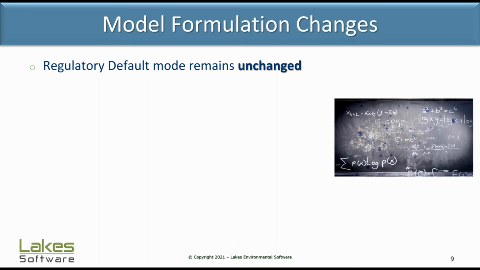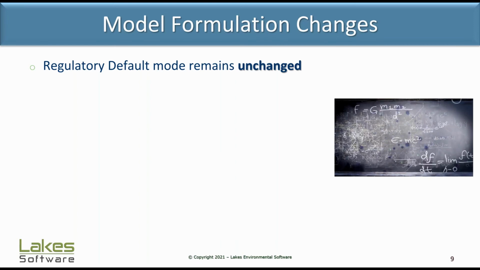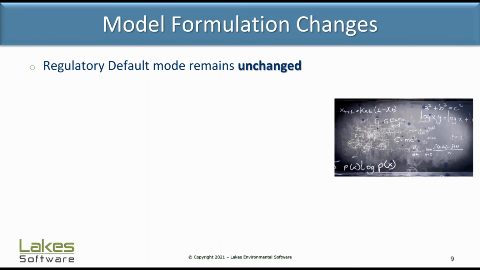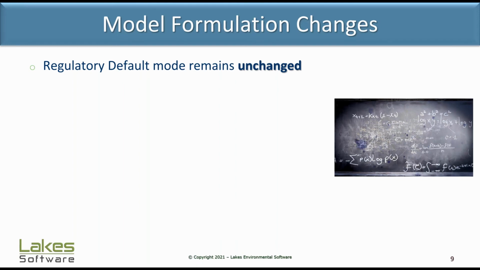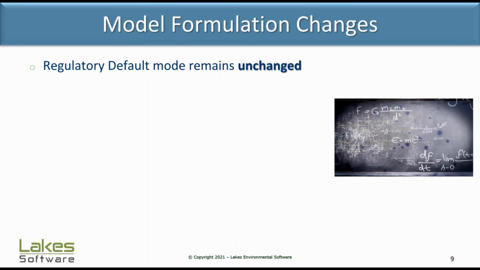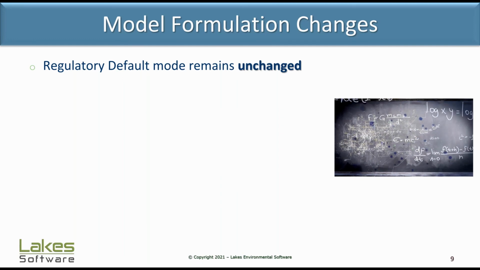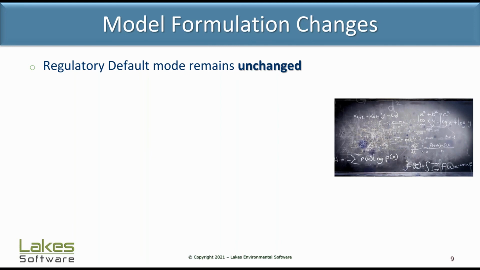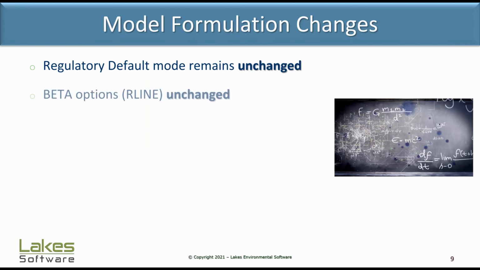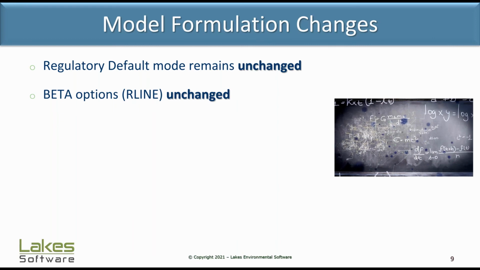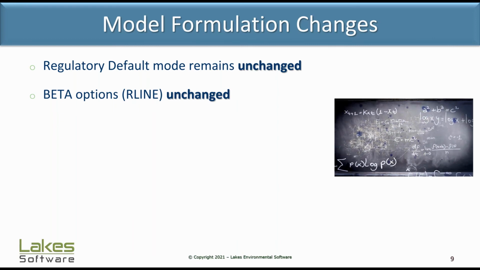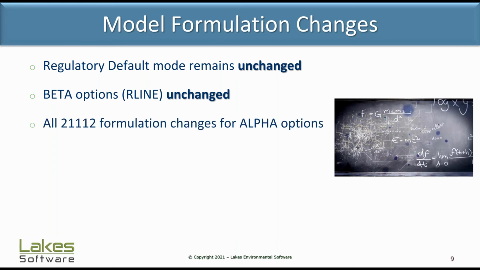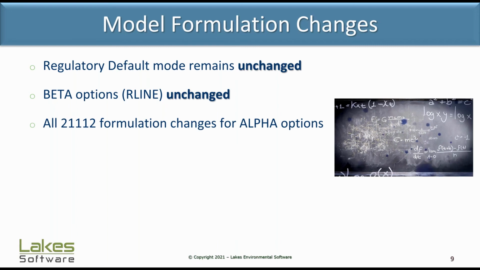This means for many of you, when you reprocess your MET data with 21112 AERMET and you rerun AERMOD for 21112 in regulatory default mode, you may not see any changes at all to your concentrations. You'll see minor updates like the version number noted in the output files, but you won't see anything major applied to those. The beta options also remain unchanged. Currently, the only beta option remains the RLINE source type. So all 21112 formulation changes remain alpha options.